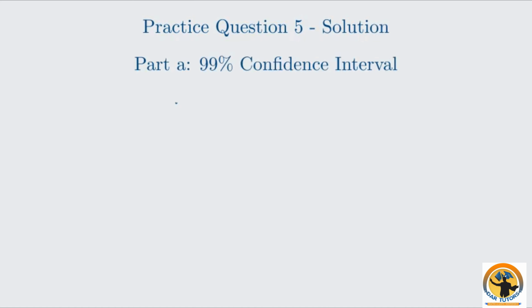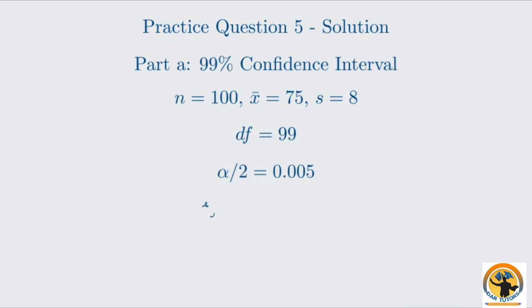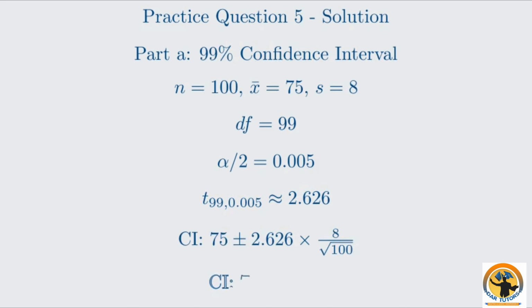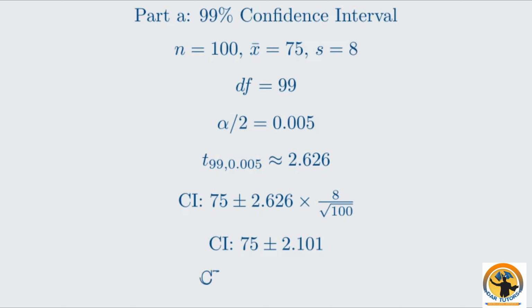Let's review the solution to practice question 5. For part A, we construct the 99% confidence interval. We have n equals 100, x bar equals 75, and s equals 8. The degrees of freedom are 99. For a 99% interval, alpha is 0.01, so alpha over 2 is 0.005. The critical t-value t sub 99, 0.005 is approximately 2.626. The interval is 75 plus or minus 2.626 times 8 over root 100, which is 75 plus or minus 2.10. The 99% confidence interval is 72.90, 77.10.